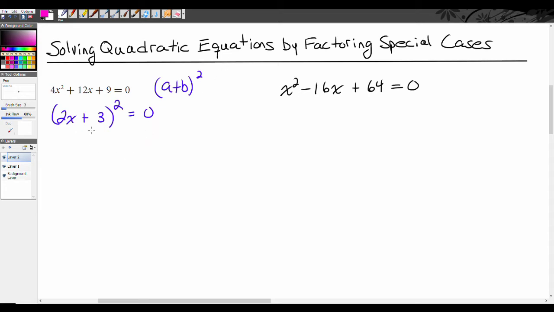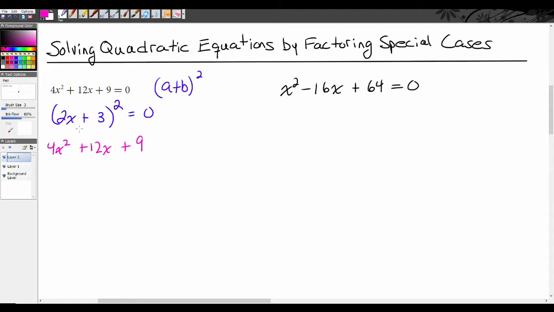In an a plus b squared, we have a squared in the front, so 2x times 2x, that's 4x squared. In the back, we have b squared, so 3 times 3 is 9. In the middle, 2 times a times b. So 2x times 3 is 6x times 2 is 12x, and that gives us what we want. So we know this is correct.